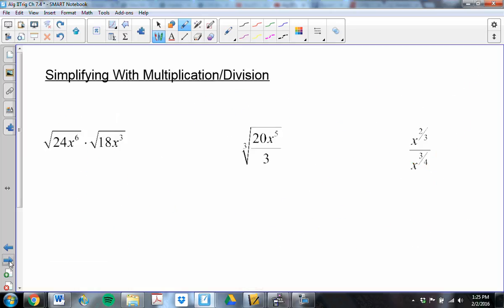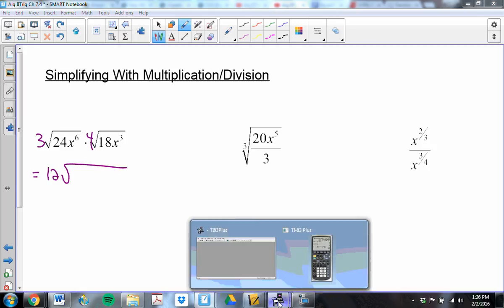The last thing to deal with is simplifying with multiplying or dividing. Pretty straightforward, actually. With multiplication, you just multiply the stuff inside the radicals. And if there was stuff outside the radicals, I'd multiply them also. So say that I was multiplying these two things together. 3 root 24x to the 6 times 4 root 18x to the 3rd. Well, I would do 3 times 4 is 12. 24 times 18 is something pretty big that I'll just calculate.